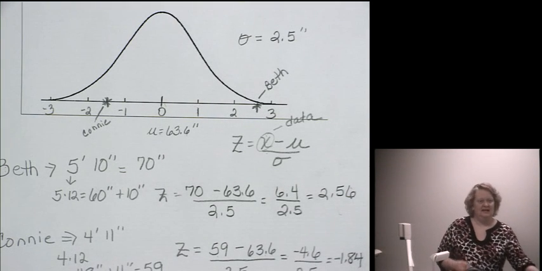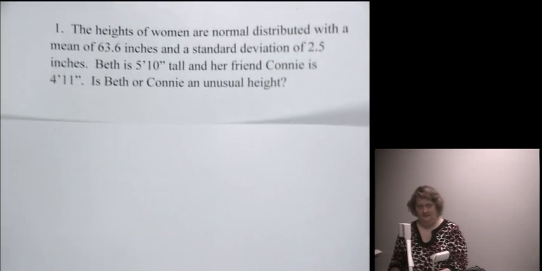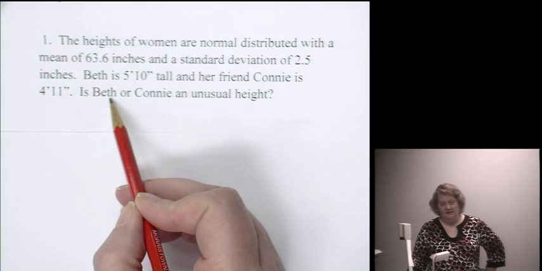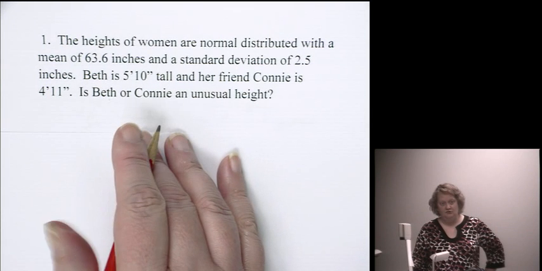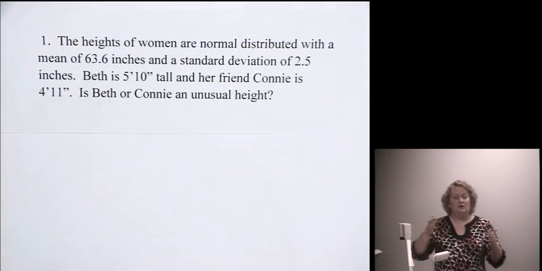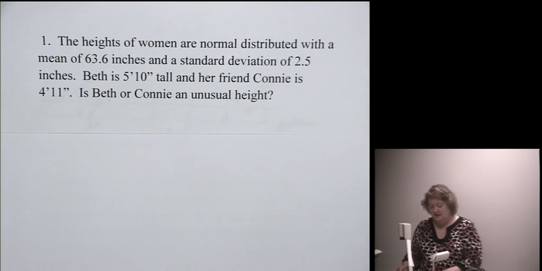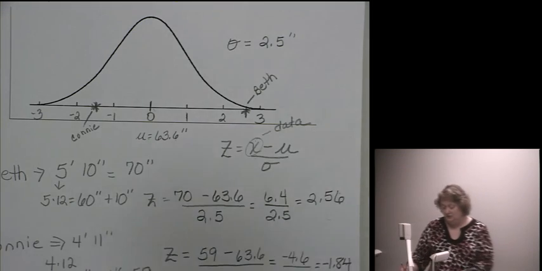But let's go back a minute and see what the question actually asked. Is Beth or Connie an unusual height? How do we determine unusual? Well, in statistics, we determine unusual as being more than 2 standard deviations away from the mean, either to the plus side or to the minus side, either direction. So as we look at our graph, anything outside of 2 standard deviations is unusual.